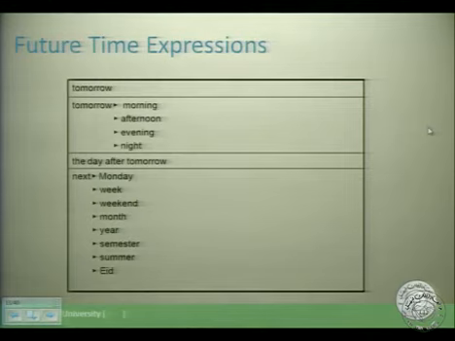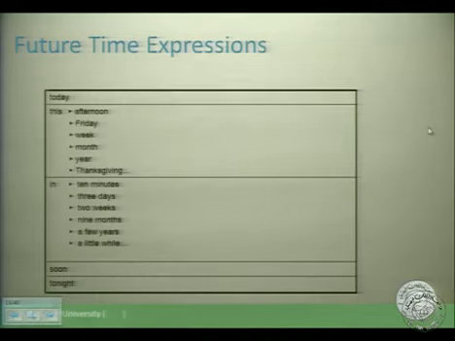signal words that help us to know that we are talking about the future tense. Tomorrow morning, tomorrow afternoon, tomorrow evening, tomorrow night, the day after tomorrow, next Monday, next week, next weekend, next month. So next, the day after, and tomorrow are the main signal words that are always used with the future time.